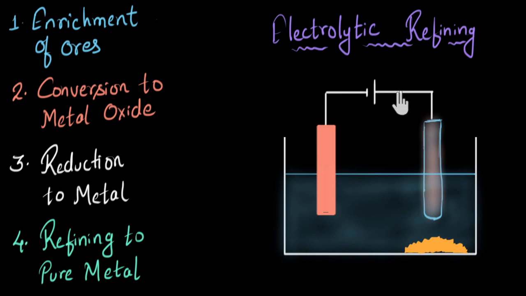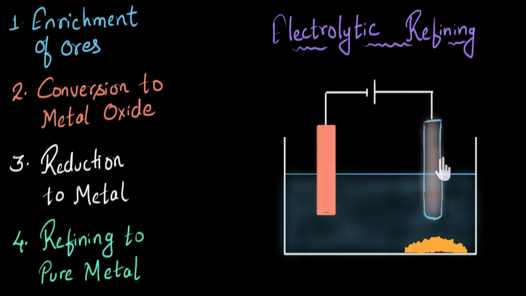Over here, we attach the crude metal to the positive terminal of the battery. And from outside, we buy the pure form of the same metal and we attach that to the negative terminal of the battery. We dip both of these electrodes in a solution of the salt of the same metal. After passing electricity, the metal atoms from the anode, they will lose electron and become metal ions and they will come in the solution. Now these metal ions, they will receive electrons from the cathode and will become neutral atoms and stick to the cathode.